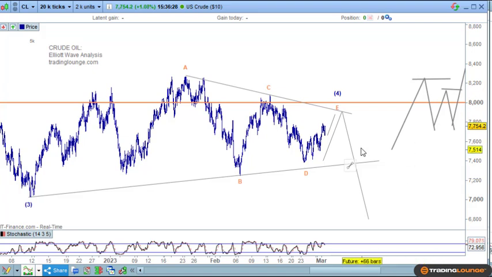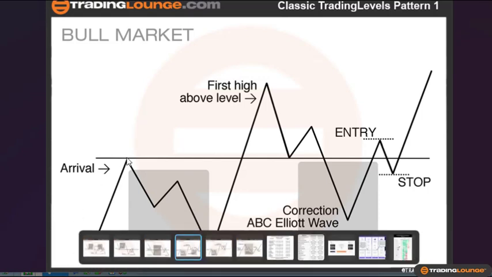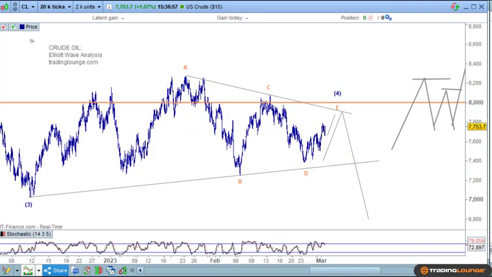So this is what I'm expecting. If I'm wrong, we'll still need support on top here. Trading above the levels, poking its head up here, is not support. Okay, so we need that retest. The basic pattern, that's it here. So we need the arrival, the reaction, the first high above the level. We need all of this, and then we start coming down from the top here. We can improve on our entries, but we need support.